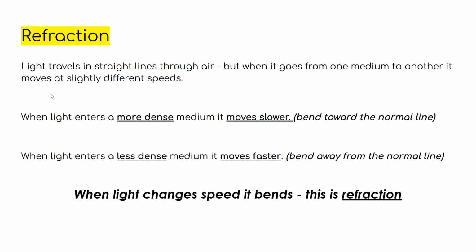Refraction. Light travels in a straight line through air, but when it goes from one medium to another, it moves at slightly different speeds. When light enters a more dense medium, it moves slower, thus bending towards the normal line. When light enters a less dense medium or substance, it moves faster, bending away from the normal line.